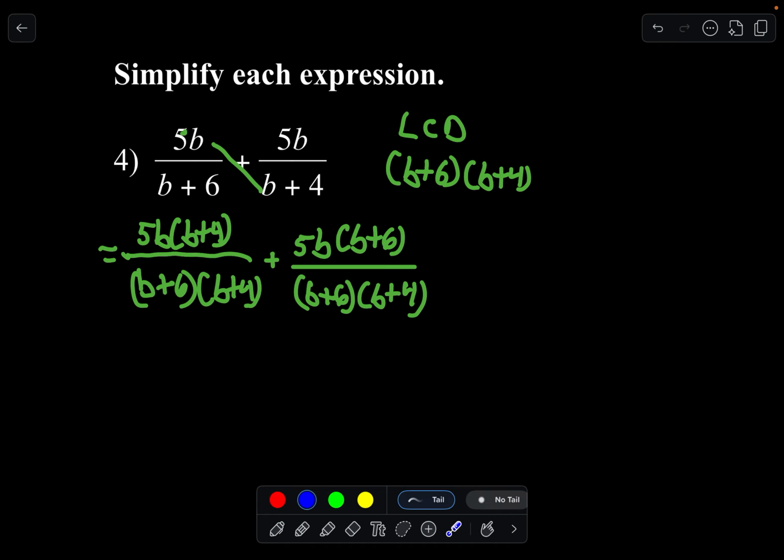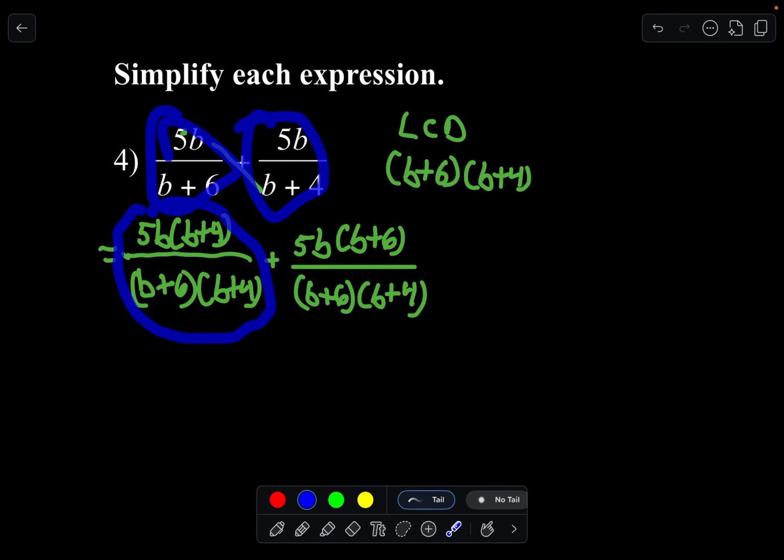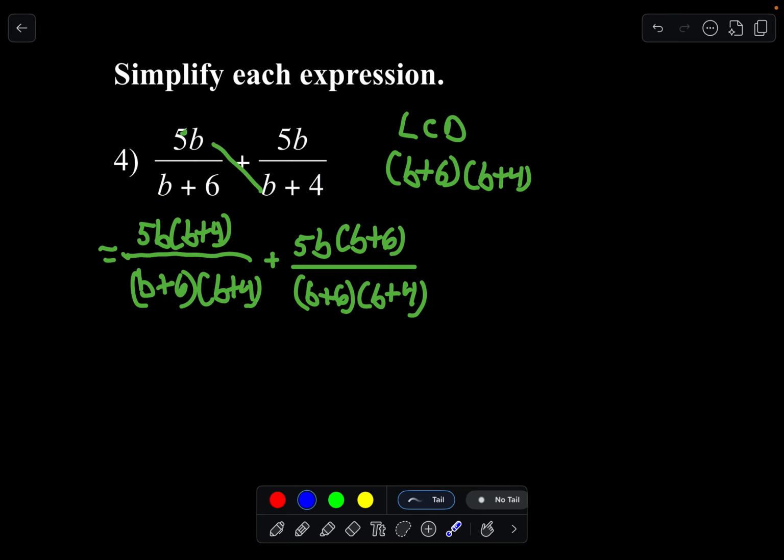All right? Again, I just want to pause here. Notice each of these fractions, if we were to reduce them, would turn into what we originally started with. That's the whole point of looking for the LCD. But now the bottoms are the same. So we're just going to distribute the 5b on top here.